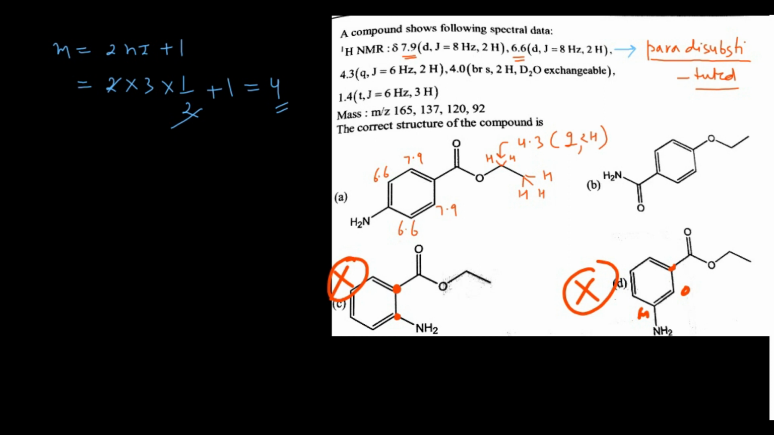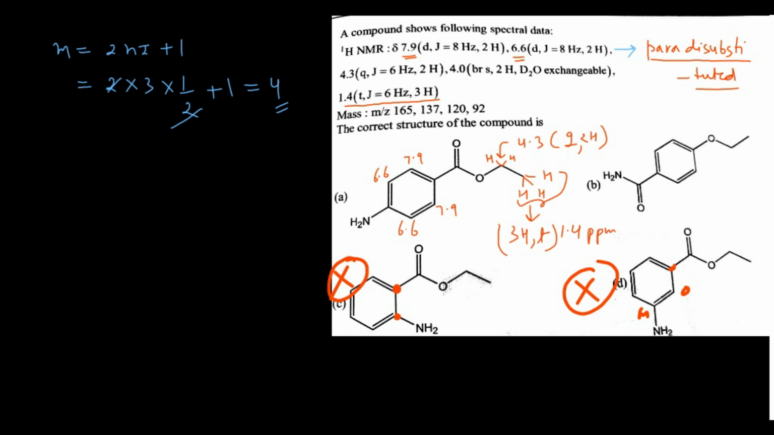Similarly, if you focus on this one, this will give you the 3 proton triplet. You can write this for this methyl group. On these 3 protons you will get a triplet, and that 3 proton triplet you can see here, it is at 1.4. So you can write the chemical shift 1.4 ppm.